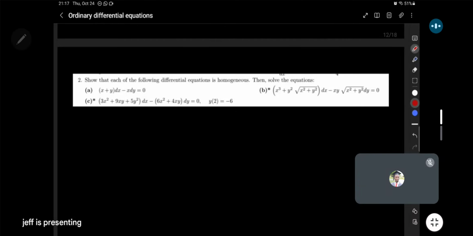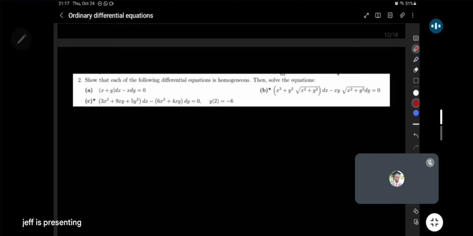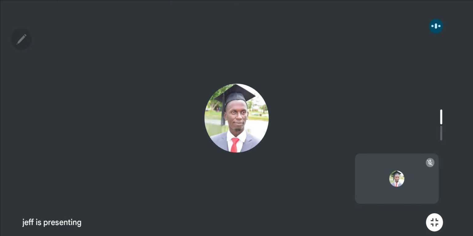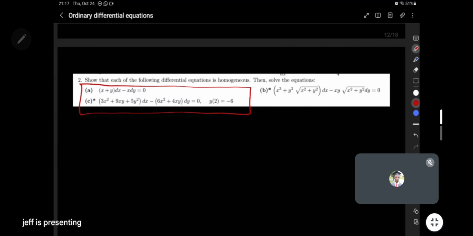So for this series of questions, how do we work them out? What are they saying? Show that each of the following differential equations is homogeneous, then solve the equations. We're going to do two from here, so we'll do A and C.